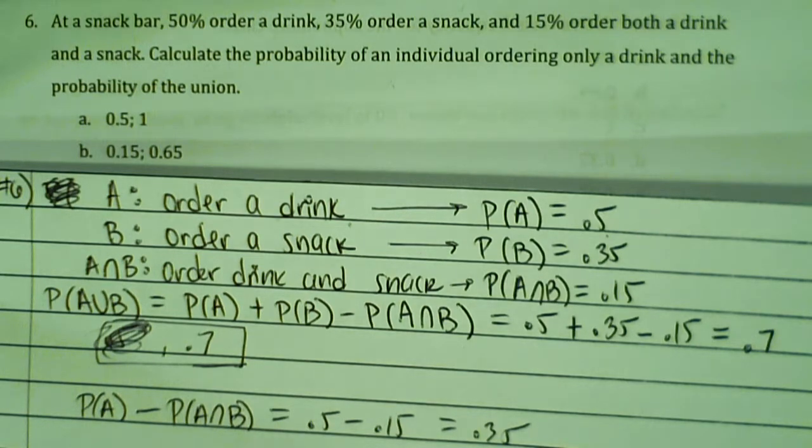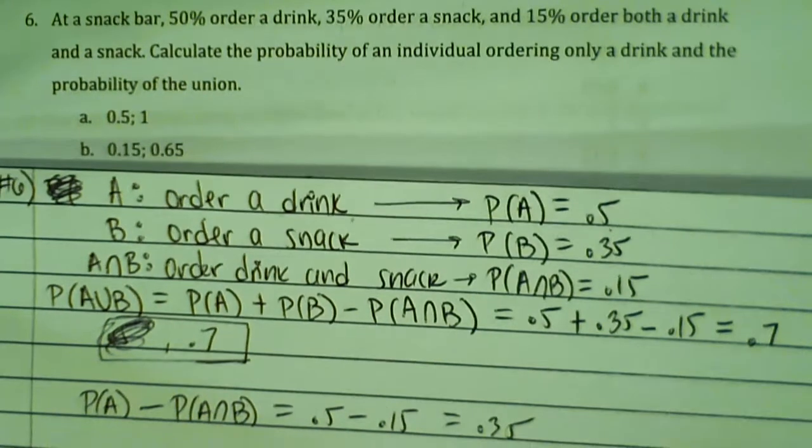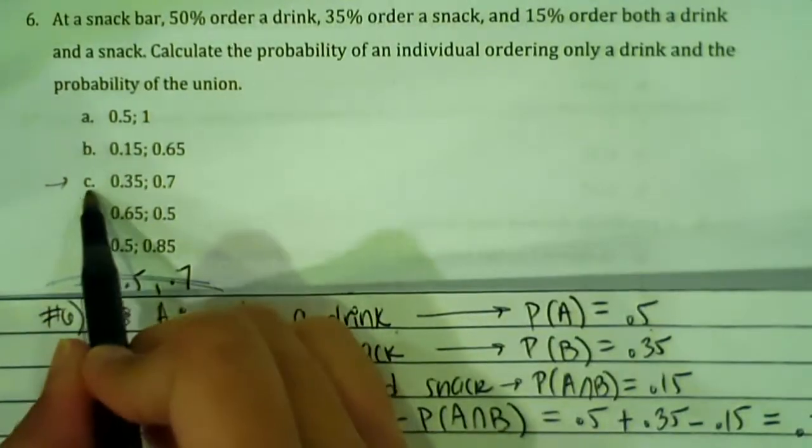So it does seem like in this problem, when it says 50% order a drink, I do believe that that does include the 15% that order both a drink and a snack. Because it's saying like overall, from all the people, 50% order a drink. So that does mean it would include the person that orders a drink and a snack. So that is why in the 50% you would take out the 15% that order both a drink and a snack. Yeah. And since it's asking only a drink, does that make sense? Okay, yeah. So the answer would be C.